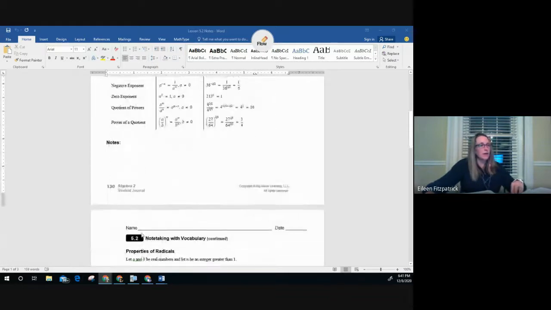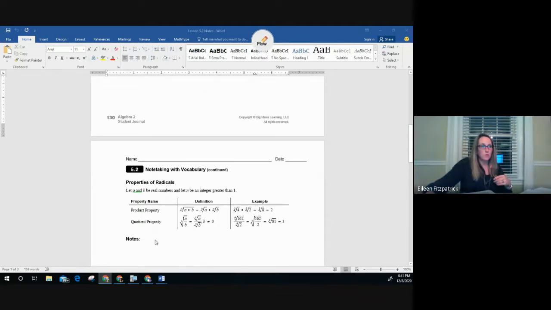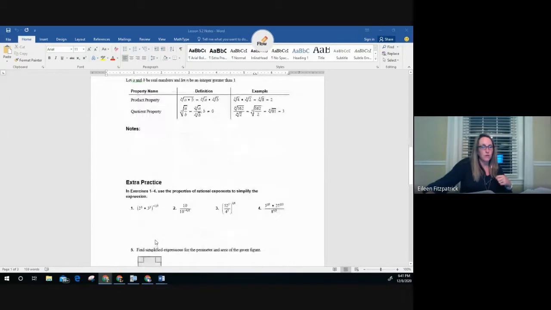All right. And then we also have properties of radicals, which again, some of this should be reviewed from Algebra 1, but take a look at the definitions and take a look at the examples. I'll be using these two properties, the product property and the quotient property, as we work through the examples, okay?